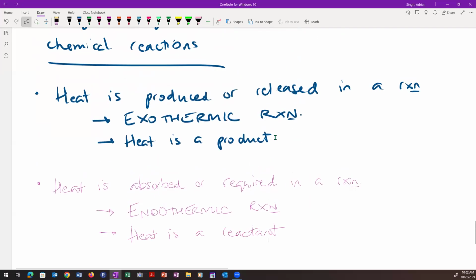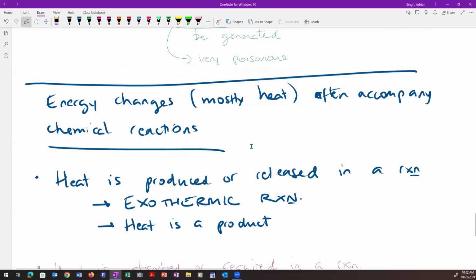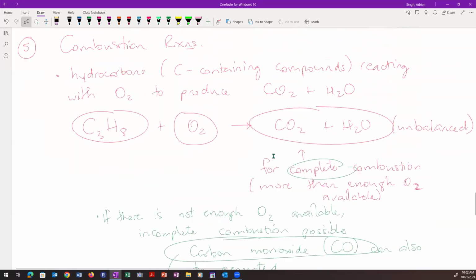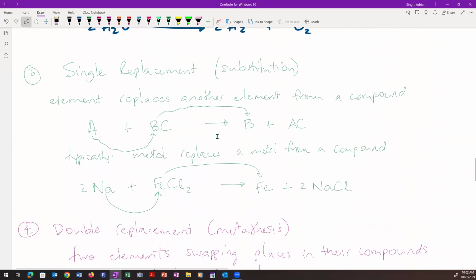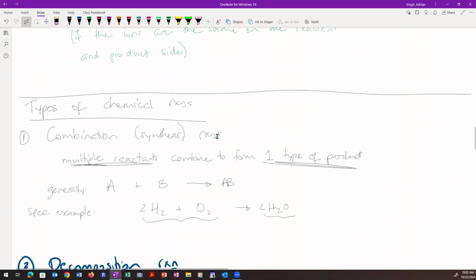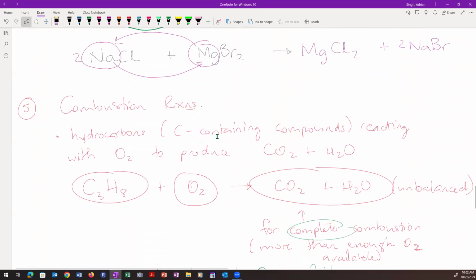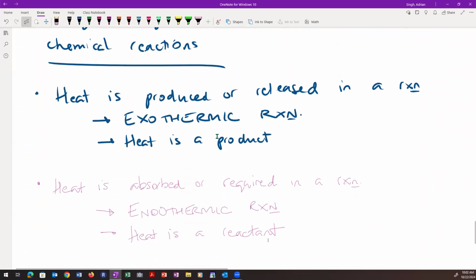So often, not always, but often there are heat changes, energy changes that accompany chemical reactions. And you can see it in any of the previous five that we talked about. These can be exothermic, it can be endothermic, depending on what specific reaction it is that we're studying.